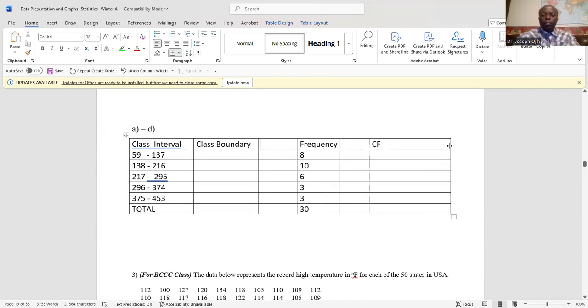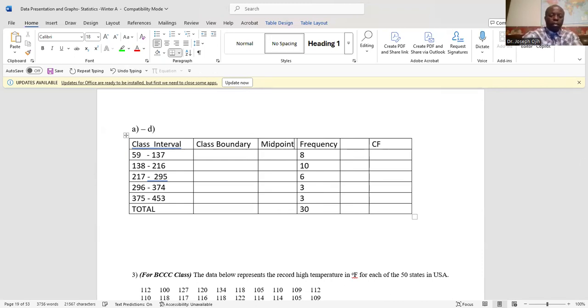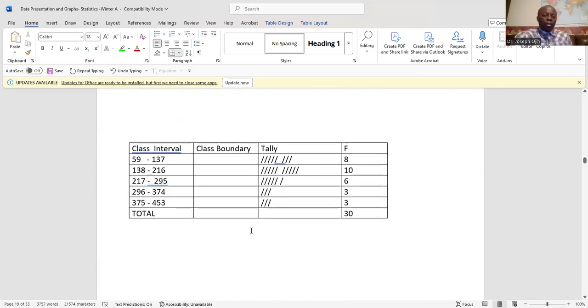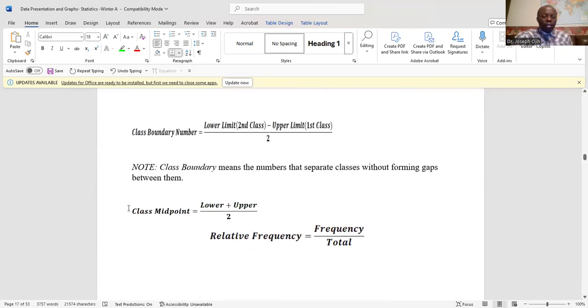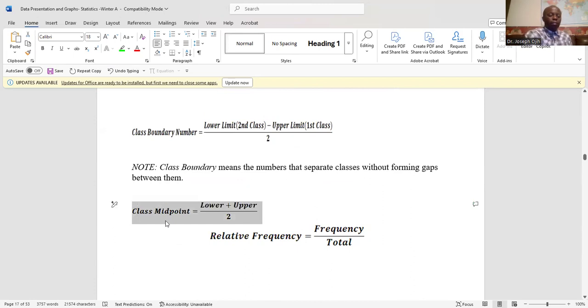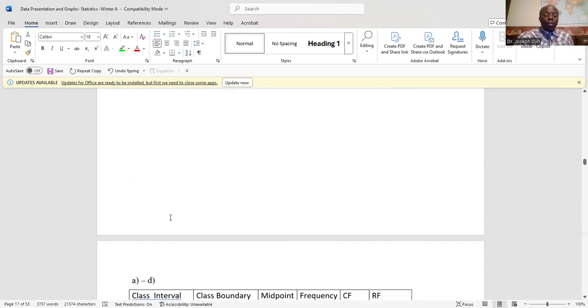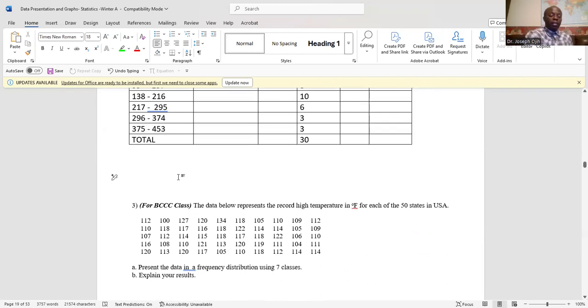Midpoint, frequency, cumulative frequency. Then this one will be relative frequency, RF. Okay. Now for the midpoint, I have a formula for it. I think I have it right. It's right here. I'm going to copy it and paste it below so we'll be looking at it as we do it.